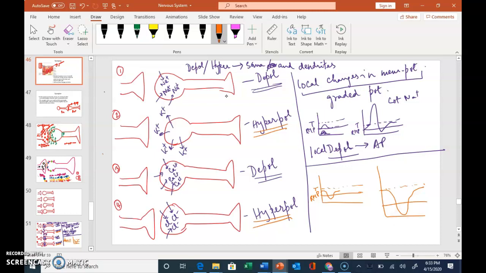No. So if you have local hyperpolarization, obviously you are not getting any action potential, right? You have to reach positive 55 to get an action potential. In this case, you are probably moving from negative 70 to negative 90, negative 100. So obviously no action potential in this case. Does that make sense? Okay.